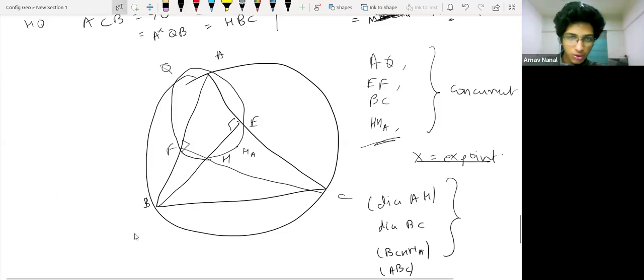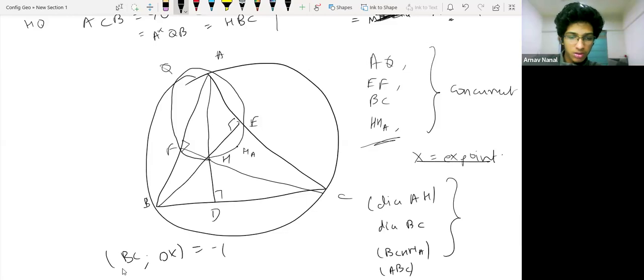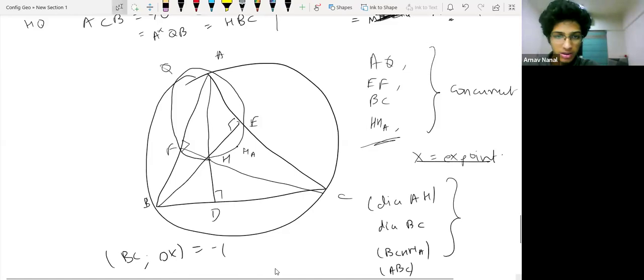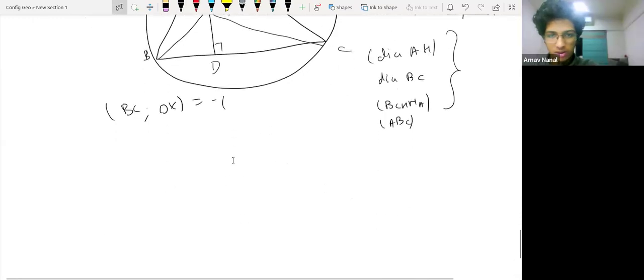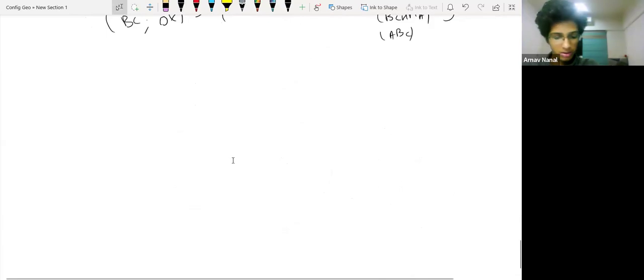Another interesting thing to note is that with this being D, (B, C; D, X) equals -1. So D and X are harmonic conjugates of each other. Does everyone see? Yeah. Nice. Okay. So this is a nice concurrency.